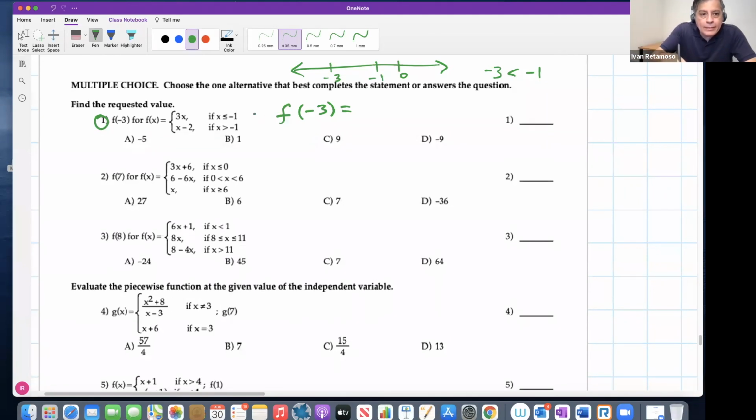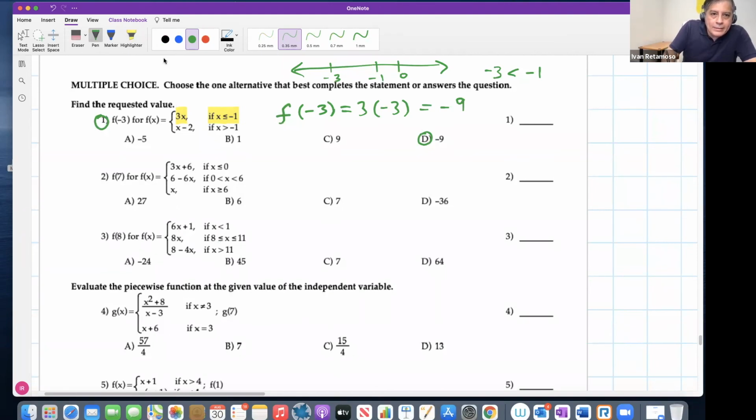Okay, guys, so let's do it together then. Clearly, since -3 is less than -1, we have to choose this one. This is for values of x less than or equal to -1. Since it's less, use this. So this will be 3 times -3, and that is -9, right? -9, so we're talking about this guy.